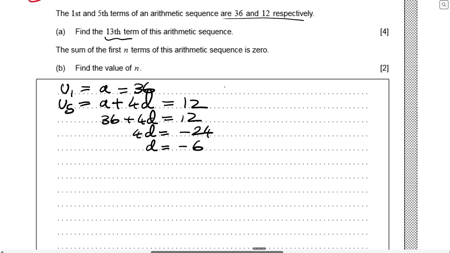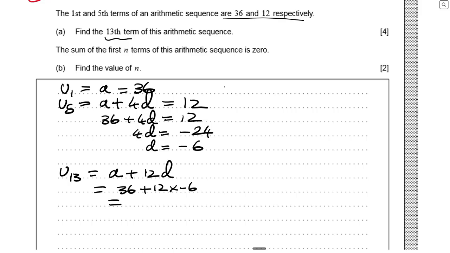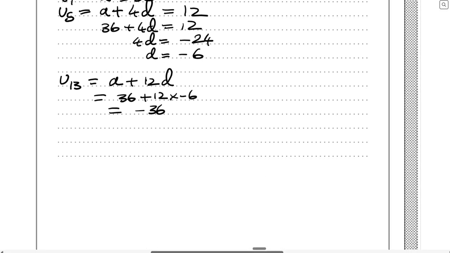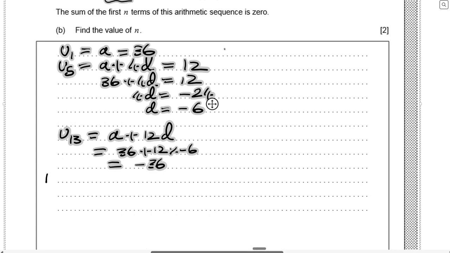Now we need to find the 13th term, so A plus 12D, and now we know A and D, so 36 plus 12 times negative 6, and that is negative 36. Now on to part B.